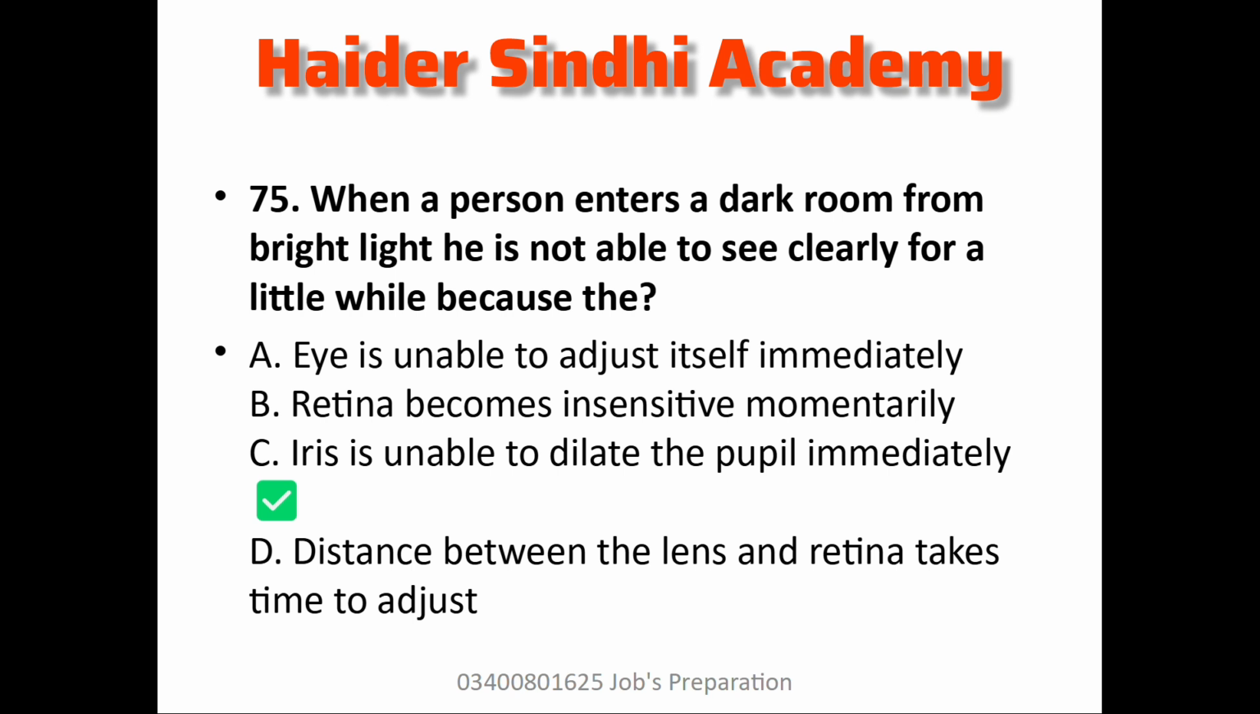When a person enters a dark room from bright light, he is not able to see clearly for a little while because the iris is unable to dilate the pupil immediately. ये ऐसा हमारे साथ होता है जब हम रोशनी से गुजर के अंधेरे में आते हैं तो हम कुछ सेकंड्स के लिए सही तरह से देख नहीं पाते. क्यों? क्योंकि आइरिस इज अनएबल टू डायलेट द प्यूपिल इमीडिएटली. आइरिस और प्यूपिल ये फंक्शंस आईज के होते हैं. ये आईज के पार्ट्स के नेम से आप आईज के फंक्शनैलिटीज और आईज का चैप्टर ज़रूर पढ़ें.